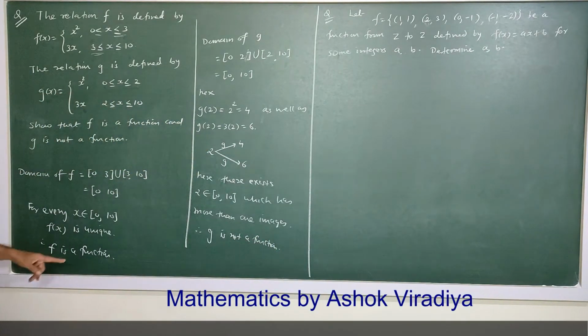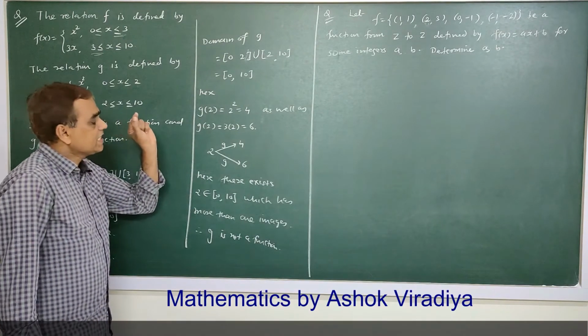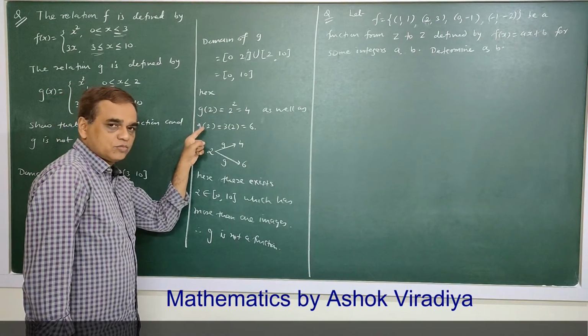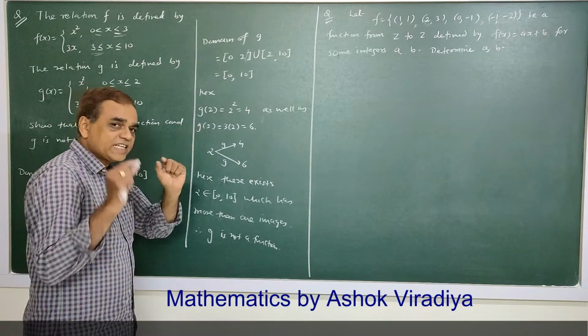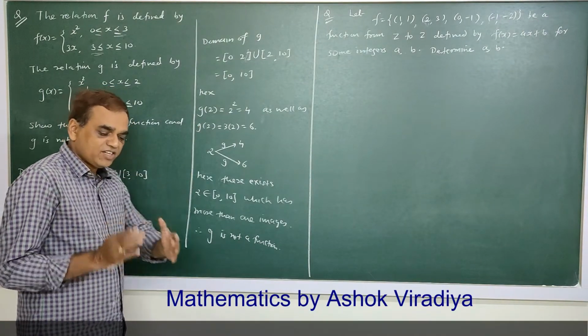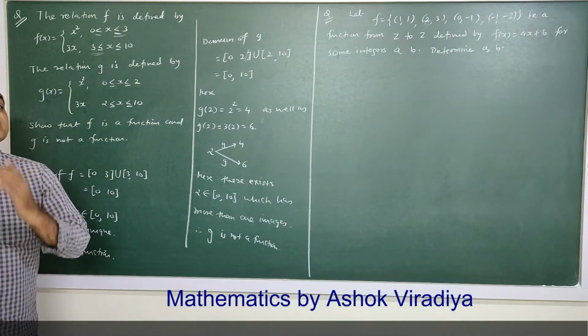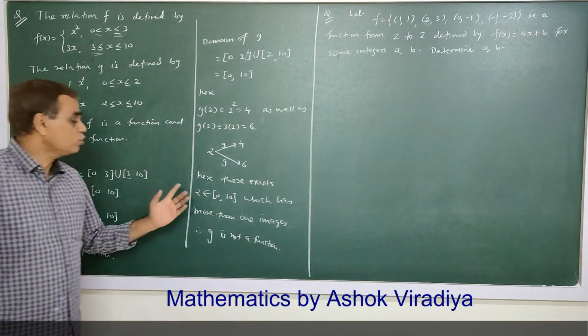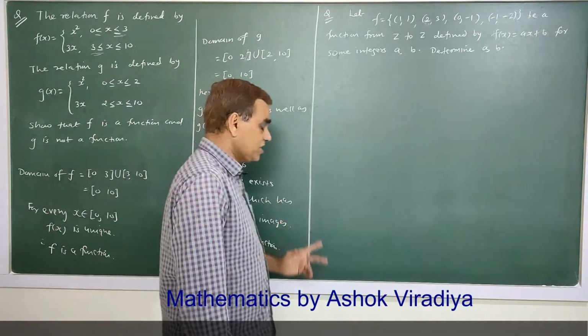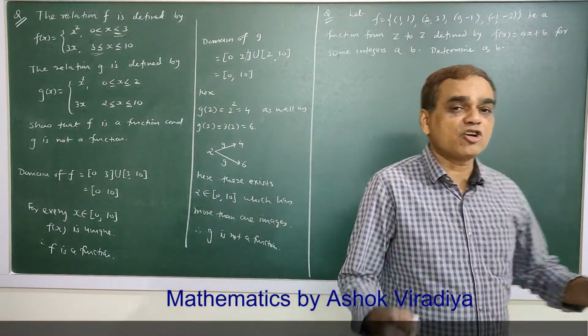F is a function. G is not a function because of only 2. The problem is only at 2. And the definition is that every element of the domain must have one and only one image, but here there exists 2 which has more than 1 image. So it's not a function.